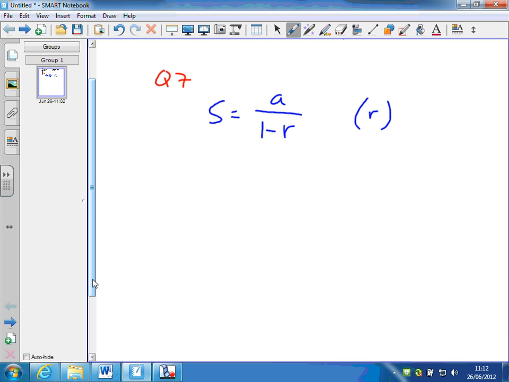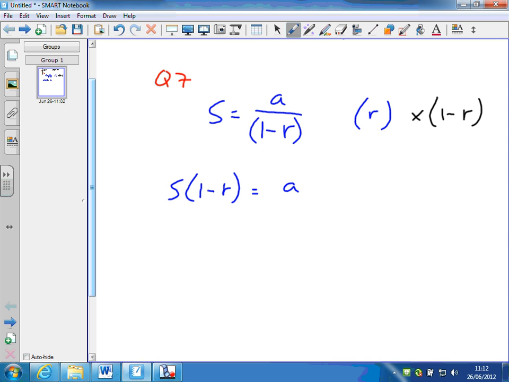So if I want to rearrange this for R, well, the first thing to recognize is that R is inside a term that's in the denominator. In other words, it's underneath in the right hand side of this formula. So multiply both sides by that whole term to get the 1 minus R up at the top. So multiply by 1 minus R. If I do that, S times 1 minus R equals A.